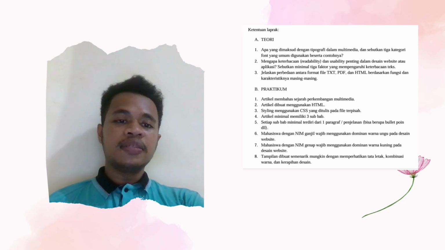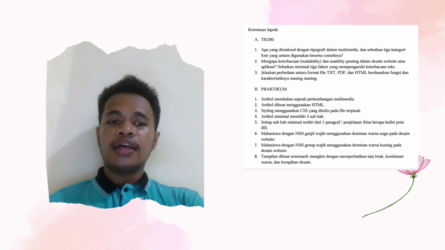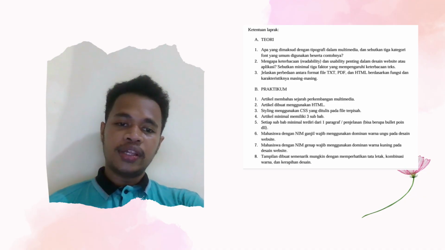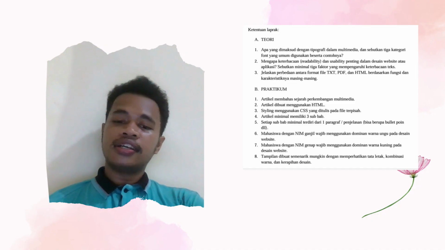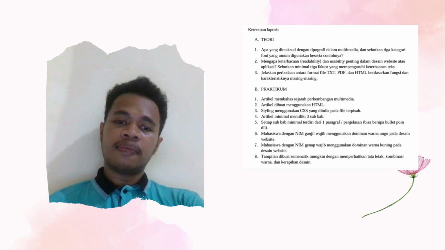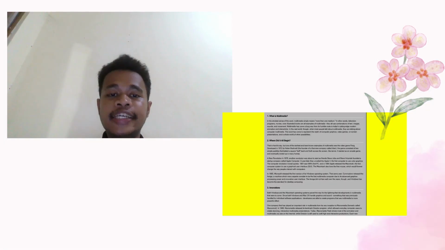Also, because my student ID number ends with 60, an odd number, I have to use the dominant color yellow, because that is one of the rules in this practicum. And students who get an even number will use the color pop. Okay, now let's dive right into it.